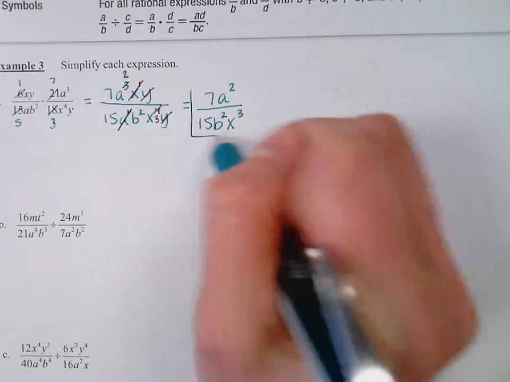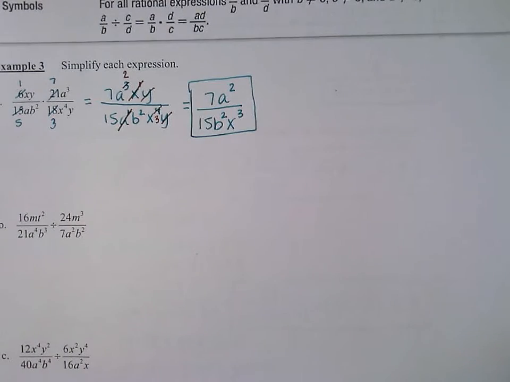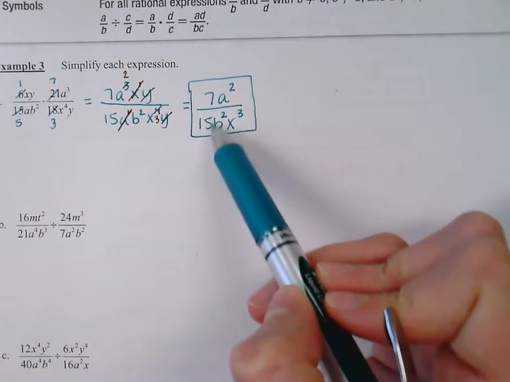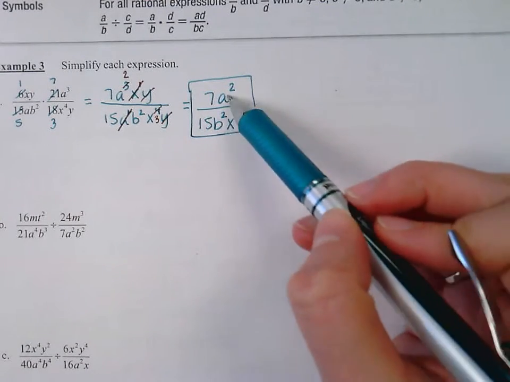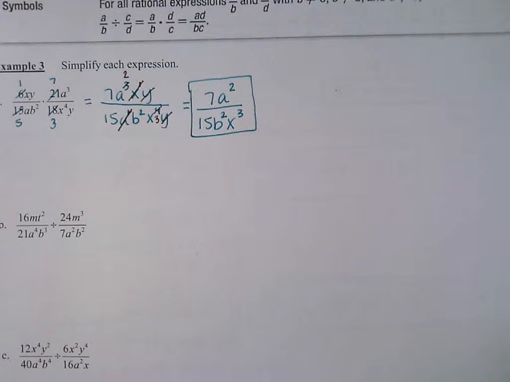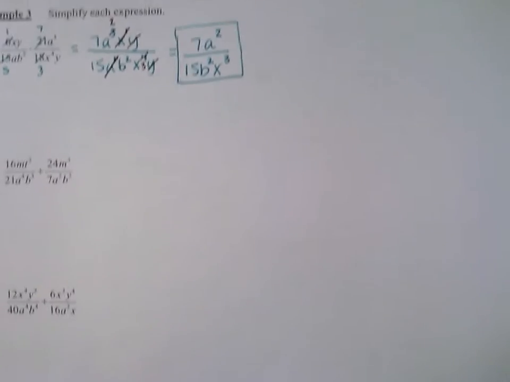And that would be my most simplified answer. So your answer should, again, have a simplified fraction for the coefficients, and each variable should only appear one time. If you have the same variable on the top and the bottom, you can simplify that. So let's look at B.